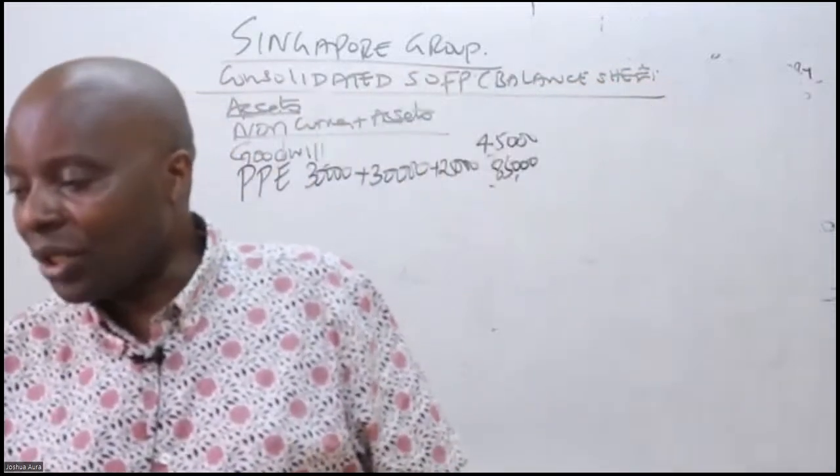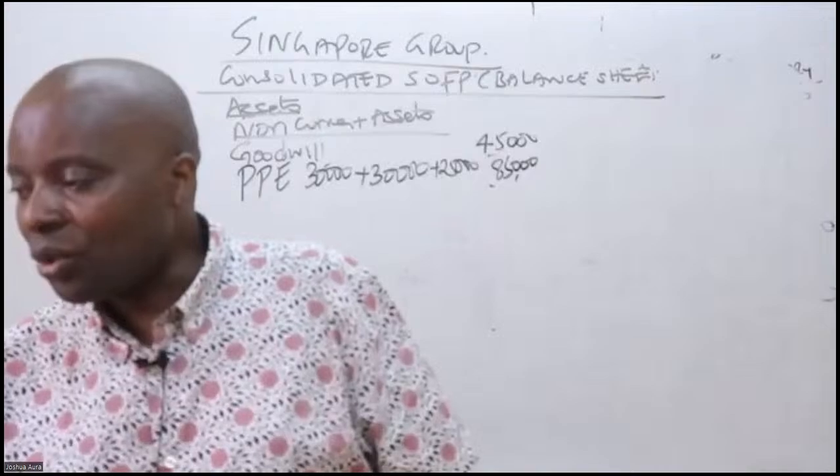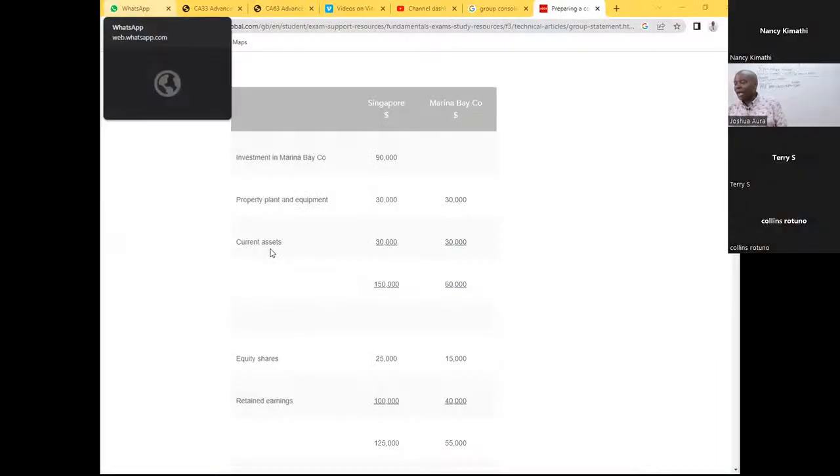Now, after that, ladies and gentlemen, I would want us to come here and look for other assets. If you look at this very well, we don't have anything here. So we go to the current assets. What do we have in current assets? I can actually even copy them down first.